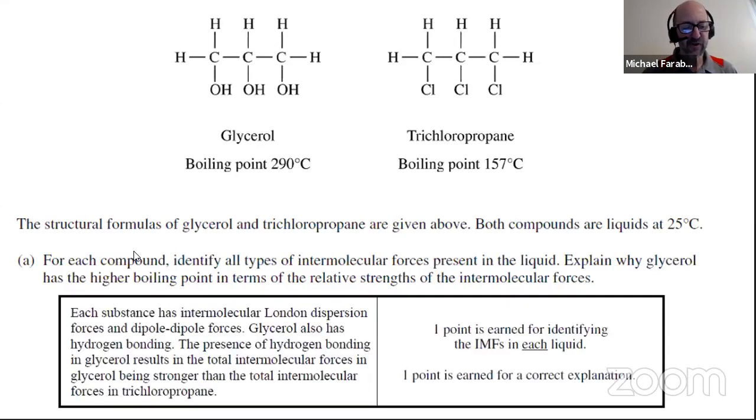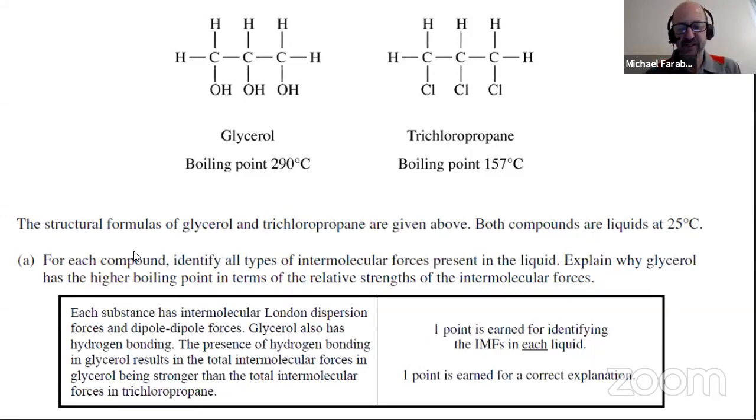So here is the official scoring guidelines answer to this question. Each substance has intermolecular London dispersion forces and dipole-dipole forces. Glycerol also has hydrogen bonding, and so the presence of the hydrogen bonding in glycerol results in the total intermolecular forces in glycerol being stronger than the total intermolecular forces in trichloropropane. If all you did was say hydrogen bonding, you would not receive full credit because you have to identify the IMFs in each liquid. So always mention the intermolecular forces for each substance before you go on to make your comparison and justification or explanation.